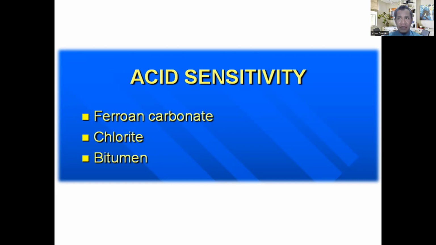Acid sensitivity. There are three components: ferroan carbonate, iron-bearing chlorite, which is an iron-bearing clay, and bitumen, which we have a lot of here. Some other areas have gas from the basin. We had a lot of oil in the past, and we still have quite a bit of oil now. But what happens when you flow gas through oil and leave it behind? You take off the volatiles, the lighter components, and you leave bitumen. So we have basins that are particularly prone to being plugged in many cases with bitumen.